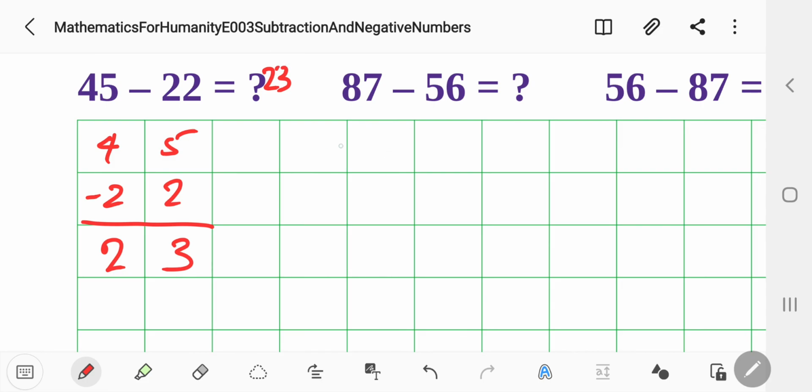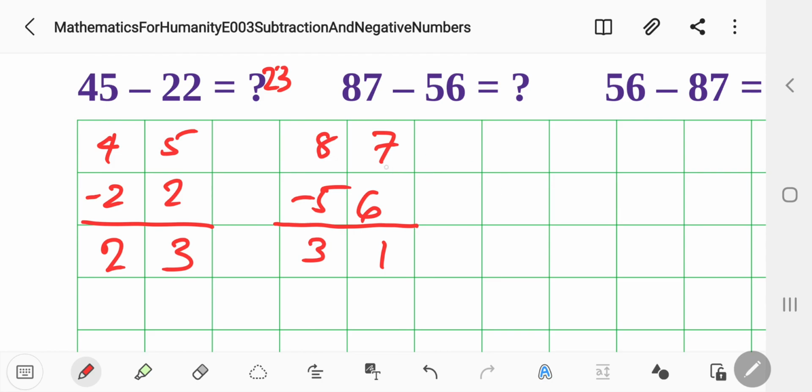For 87 minus 56, the answer is, what is 7 minus 6? This is just equal to 1. And then 8 minus 5 is equal to 3. So that's 31.